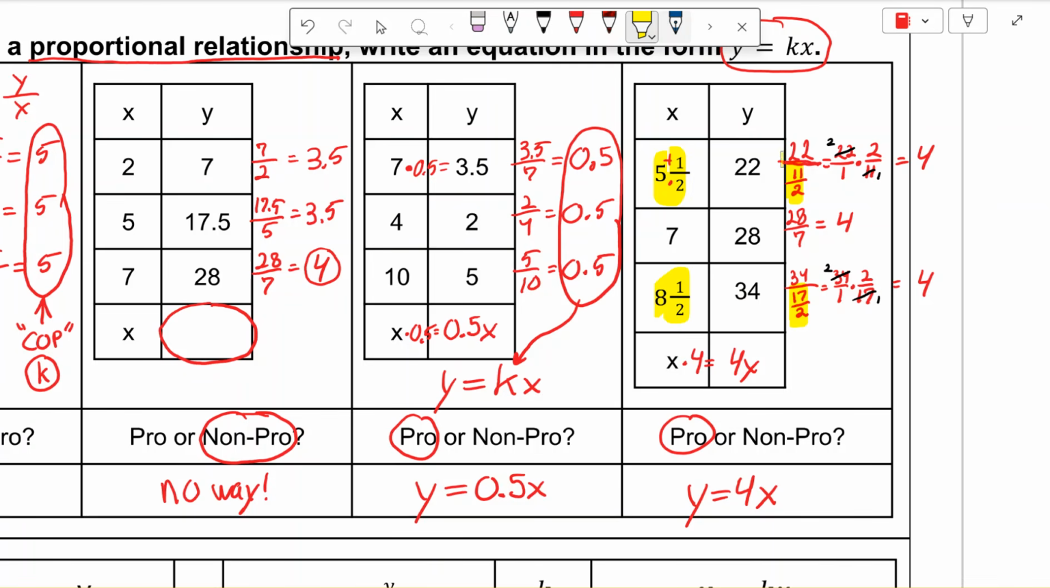Okay, and then this is complex fractions, which was in our last lesson, and 22 divided by 11 over 2. So you keep the 22 over 1, and then reciprocate your fraction that you're being divided by, and use multiplication, just like elementary school, KFC or KCF. Same thing down here, and they all come out to 4. And so since they are all 4, it is a proportional relationship, and 4 is your k, so y equals 4x.